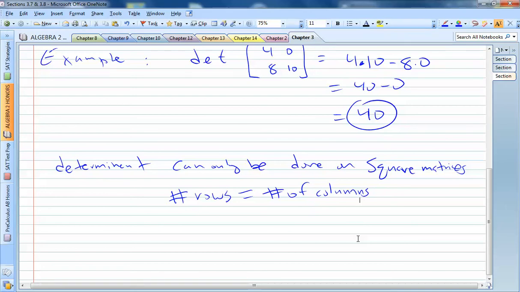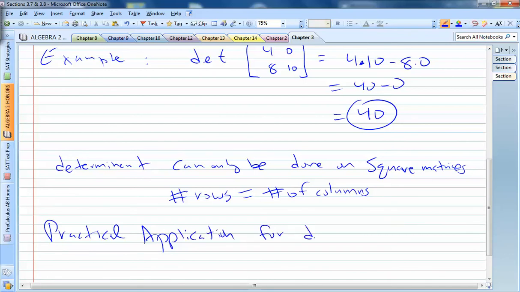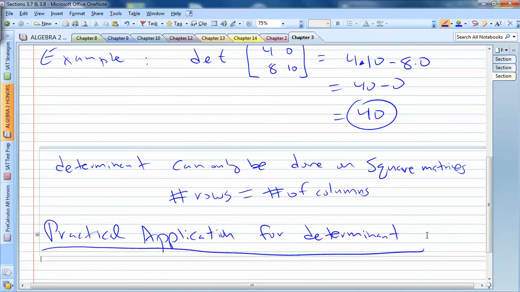Now you probably ask yourself, okay, what's the point? Why do we need to know this? Or what kind of practical application can I use a determinant for? Well, believe it or not, you can actually use this for geometry. Practical application for determinant.